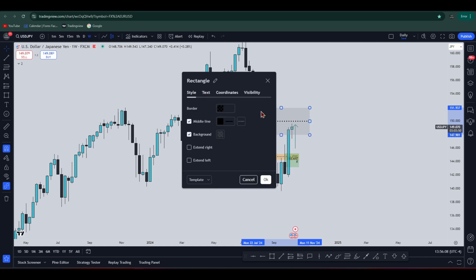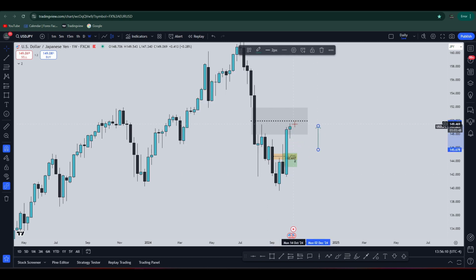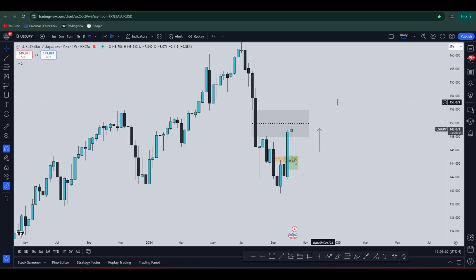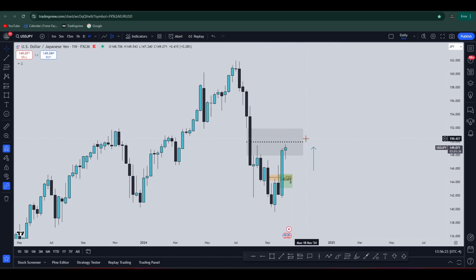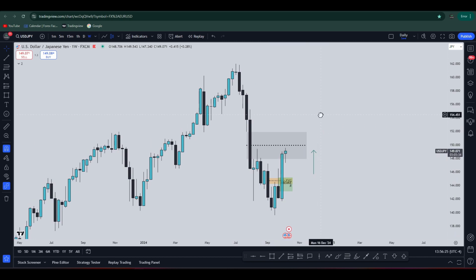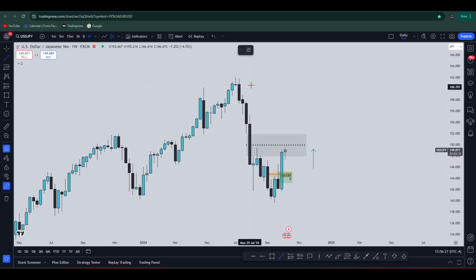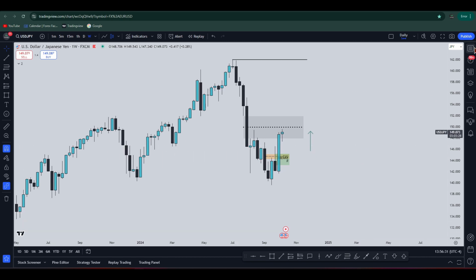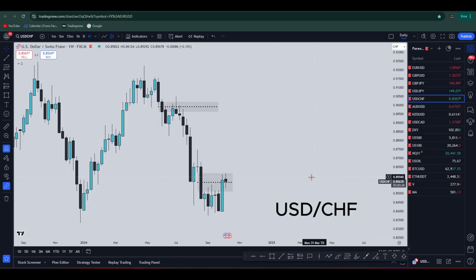So this is now the target, the midpoint of this gap, and we'll see how it goes. If we close above the midpoint, the upper part of this fair value gap will be the next draw, and if we close above this shaded area, then the long-term target is this high. Okay. USD CHF.